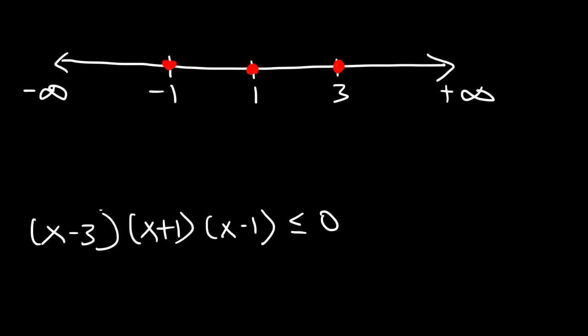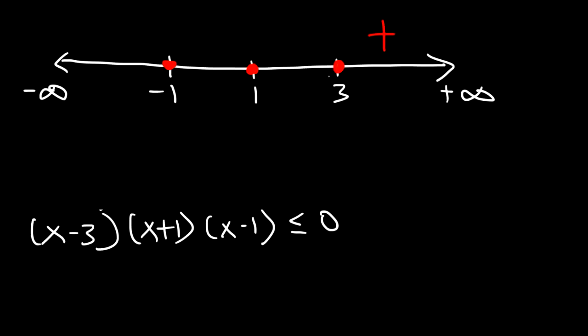So now, we need to make sure that it's less than 0 or negative. So we don't want the regions where it's positive. Let's test the signs. Let's start with 4. That's between 3 and infinity. So 4 minus 3 is positive, 4 plus 1 is positive, 4 minus 1 is positive. So if we multiply 3 positive numbers, that will give us a positive result.